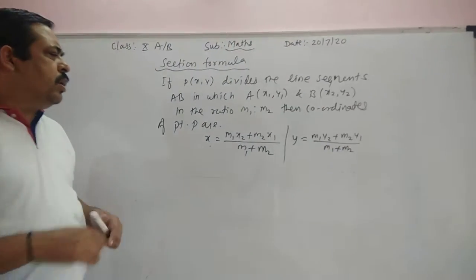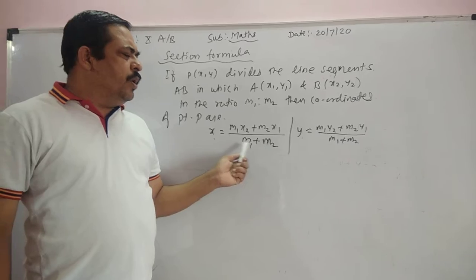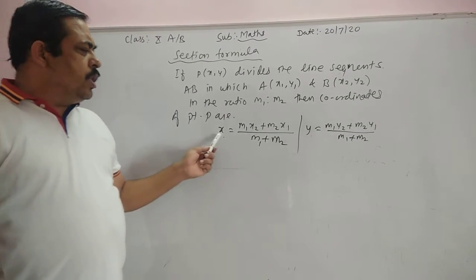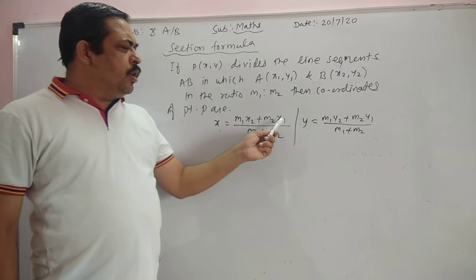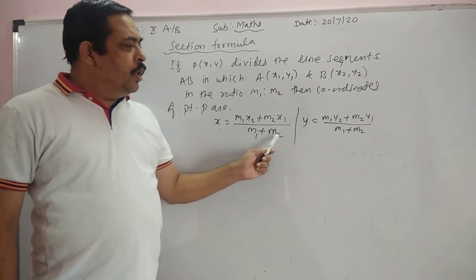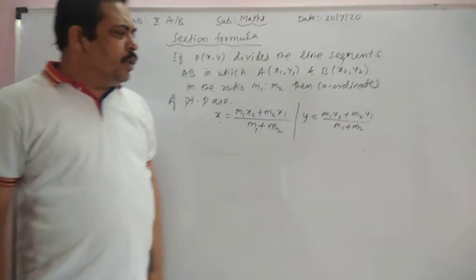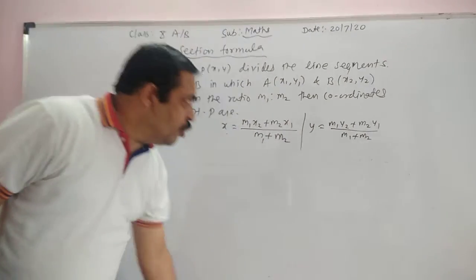In 12th standard the m and n ratio is given. Here in the textbook m1, m2 is given. x is equal to m1 x2 plus m2 x1 upon m1 plus m2, and y is equal to m1 y2 plus m2 y1 upon m1 plus m2. That we have to prove.